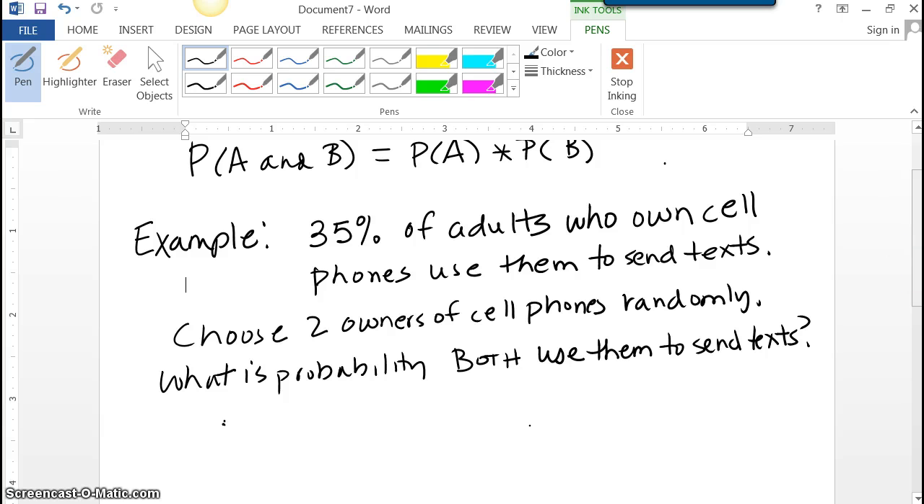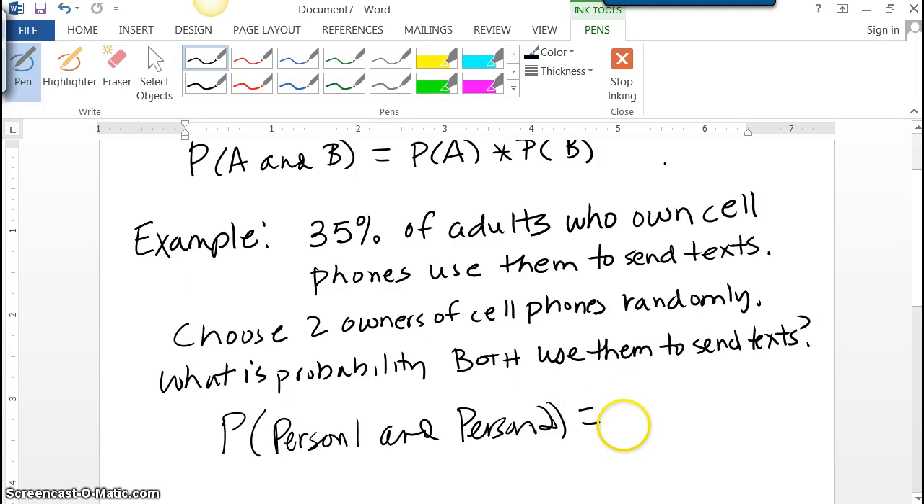So we would use multiplication rule 1 because a person is independent of somebody else using text messages. So we would say, what's the chance person number 1 and then person number 2 uses their phone to send text messages? And the way we would do this is just multiply the individual probabilities together. So we just multiply 0.35 times 0.35.